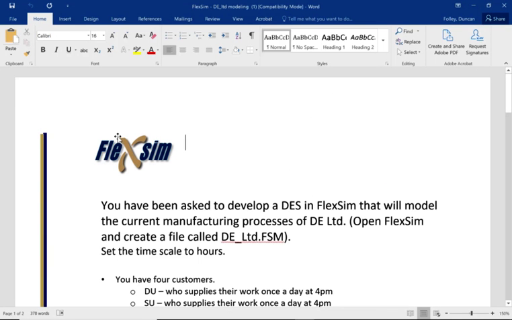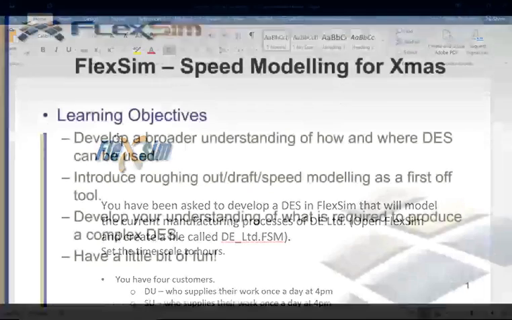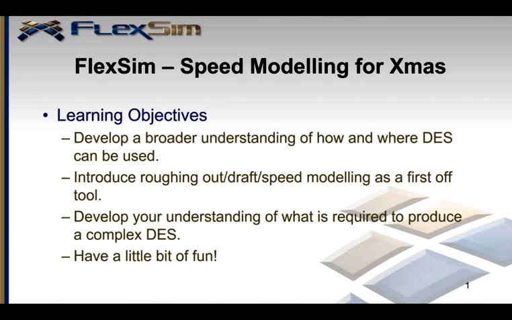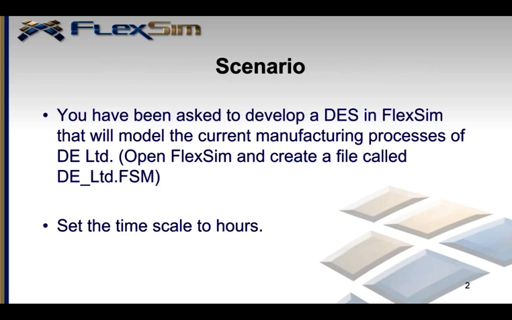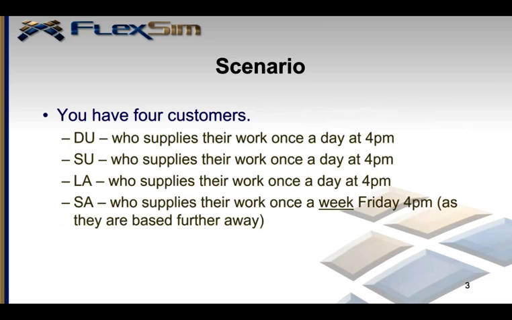Let's break it down a little bit further and go over some of it. The main learning objective is to develop a broad understanding of how and where discrete event simulation can be used. Introduce you to roughing out, so just getting a general idea of what's going on, and then developing a model, and understanding what is required to produce a complex discrete event simulation. Hopefully we'll have a little bit of fun on the way. So we are going to create a model, call it DF_limited. I'm going to set the scale to hours.